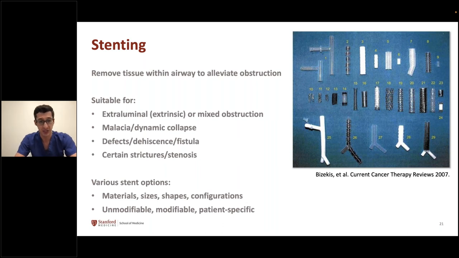And there are various stent options in terms of materials, sizes, shapes, configurations. Here's a picture with a whole bunch of different kinds of stents, some old, some new, some no longer available. And stents may be unmodifiable. Usually we consider most of our metal stents as unmodifiable. You can't cut them. You can't poke holes in all of them, although some you can. Modifiable stents, which are the stents that you can cut and drill and poke holes in, are your silicone stents. And then lastly, patient-specific stents, so stents that you can actually order that are modeled based on a patient's airway CT.